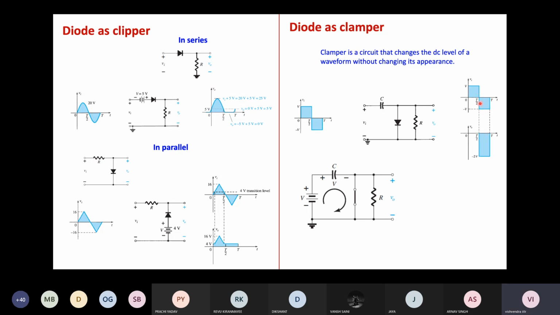It is as if we have shifted the signal down by this voltage V. Okay, and the clamper circuit looks something like this, in which we have a diode and a resistor in parallel. And in addition, there is a capacitor as well. And this capacitor is initially considered to be an ideal capacitor, which can store the charge in the circuit.